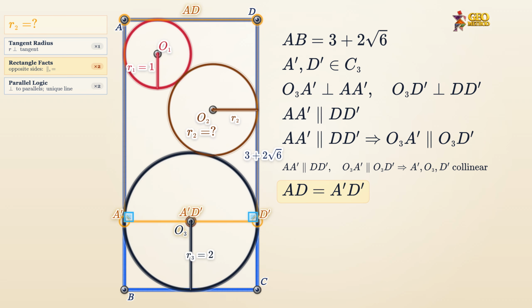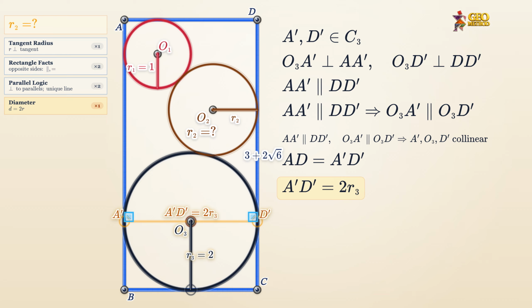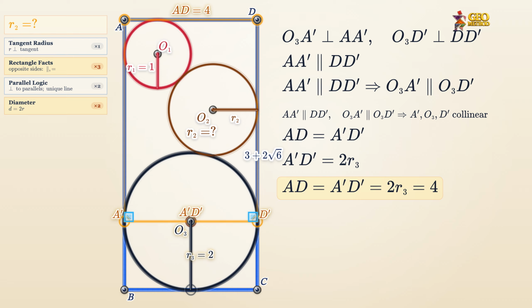With those points fixed, look at the auxiliary rectangle AD, D', A'. Its top side is AD and its bottom side is A'D'. Opposite sides of a rectangle are equal. Now use the collinearity. Since A', O₃, and D' are on one line, the segment A'D' passes through the center of circle 3. So A'D' is a diameter equal to twice the radius. Since the large radius is 2, the diameter is 4. Therefore, segment AD, the short side of the rectangle, is 4.